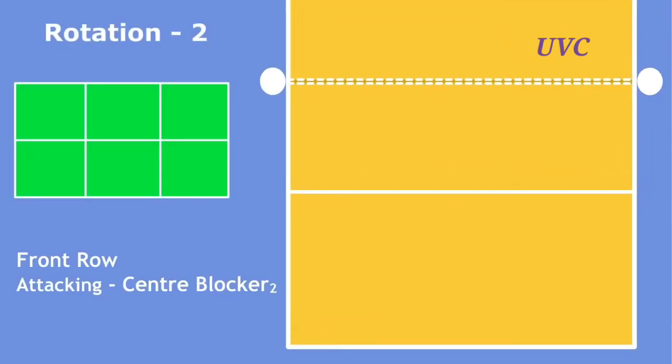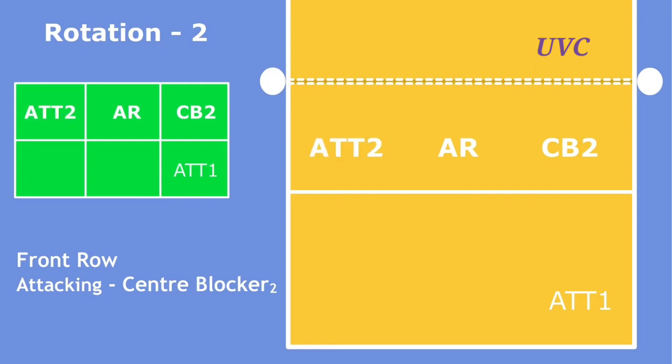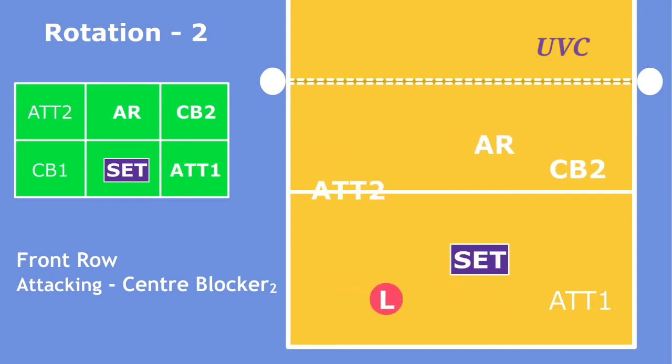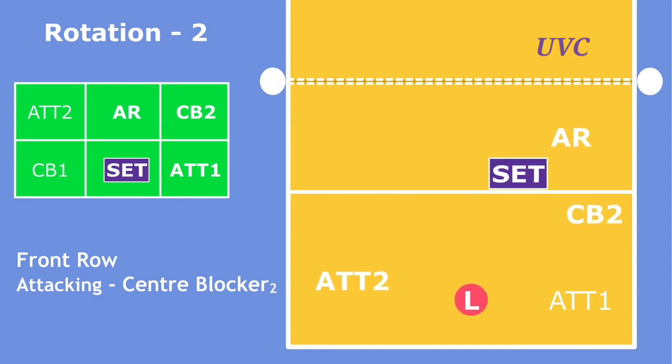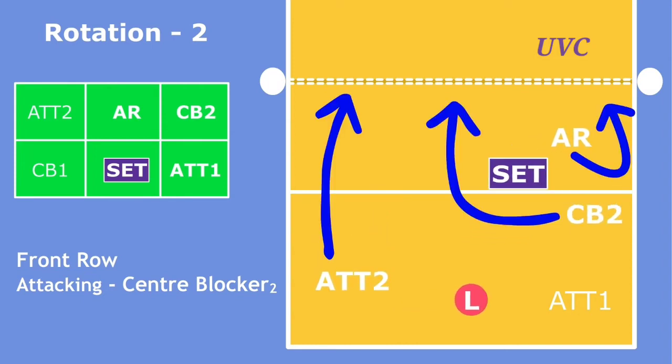Rotation 2, starting with attacker 1 in zone 1, followed by other players. The libero replaced the center blocker 1 in zone 5. Now the players change their positions in U formation. The setter is setting a ball to center blocker 2 in zone 3. Short or quick pass marked in blue arrow.